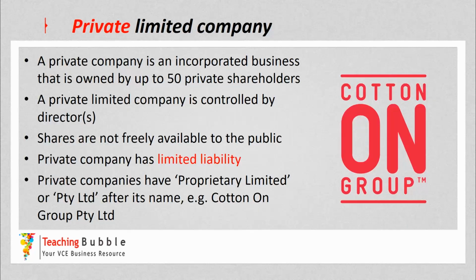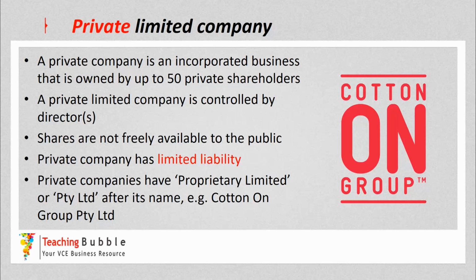So the first type of company we need to look at is a private limited company, which is an incorporated business that is owned by up to 50 private shareholders. Now, a private limited company is controlled by directors. It's owned by the shareholders and therefore controlled by nominated directors. Those directors will often be major shareholders, but they don't necessarily have to be. Now, shares cannot be freely traded to the public, so they're not available to the public. If you or I just want to purchase a private limited company, we can't just go somewhere and purchase them. In order to purchase shares in a company, it has to be approved by the directors, and so therefore they can choose and select who they actually want to own the private limited company.